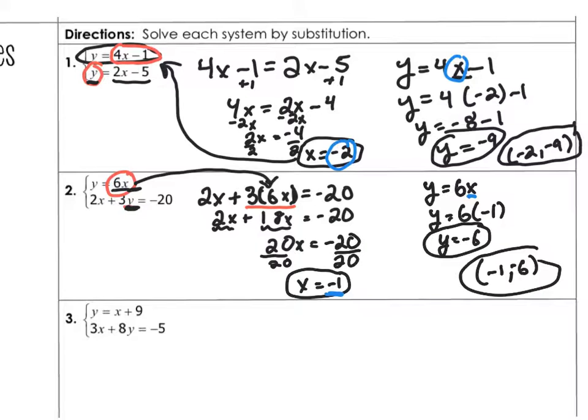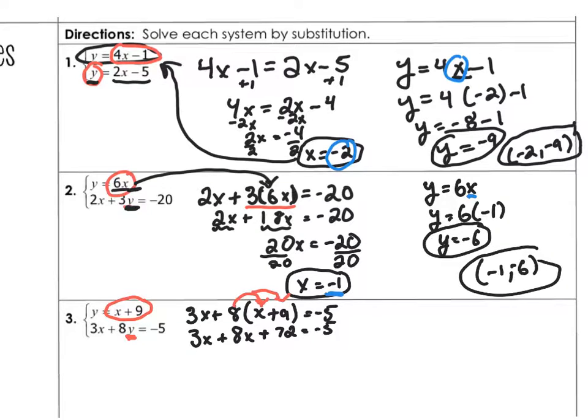So again, we're given y is equal to x plus 9. So I'm going to plug that in for the y in the second equation. So 3x plus 8 times x plus 9 is equal to negative 5. All right, we need to do a little distributing. So 8 times x and the plus 9. Okay, so we do 3x plus 8 times x is 8x. 8 times 9 is 72, so plus 72 equals negative 5.